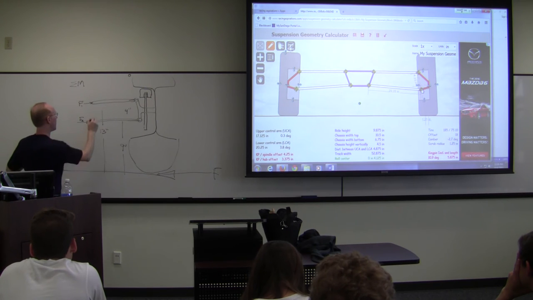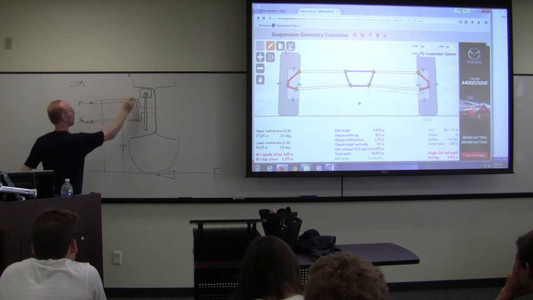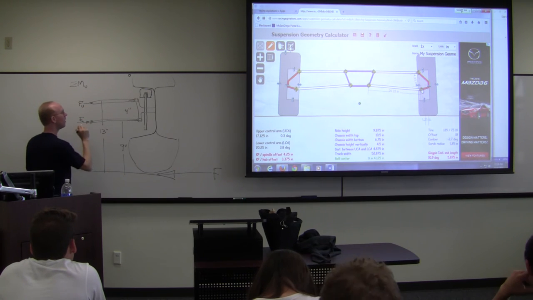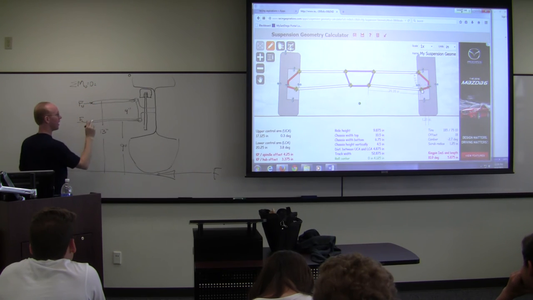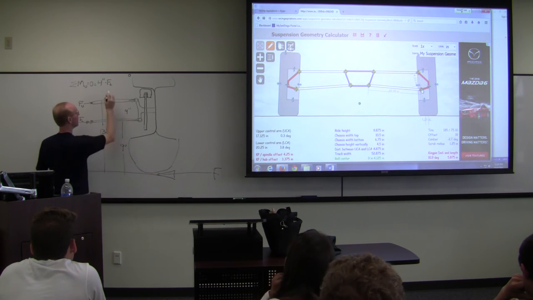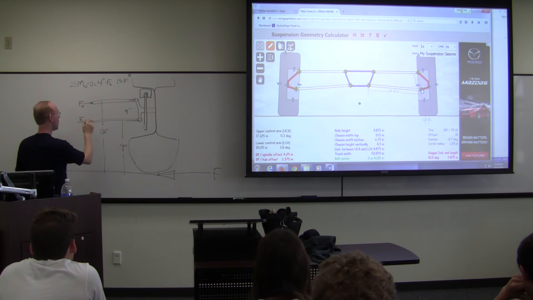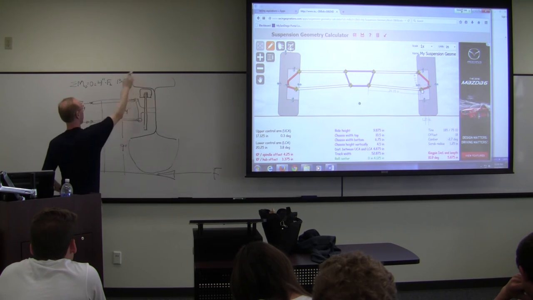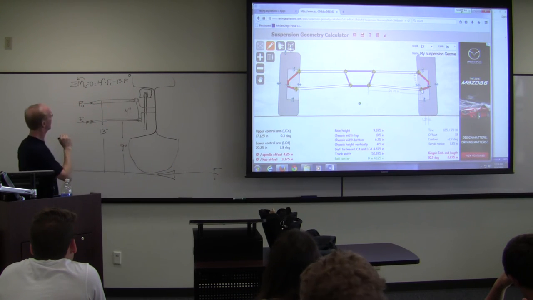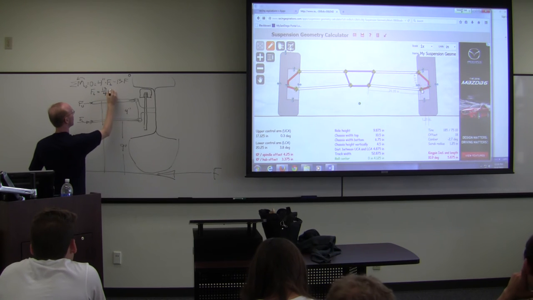If I take the sum of the moments about either that point or that point, I can solve for my system. Why don't I do the upper ball joint? Sum of the moments about the upper, and I'll call this U and L, is 0. And I have 4 inches times FL, and then I have 13 inches times the force at the ground. Let me get directions here. This is going around counterclockwise, so that's positive. This is going around clockwise, so that's negative. Therefore, FL equals 13 over 4 times F.